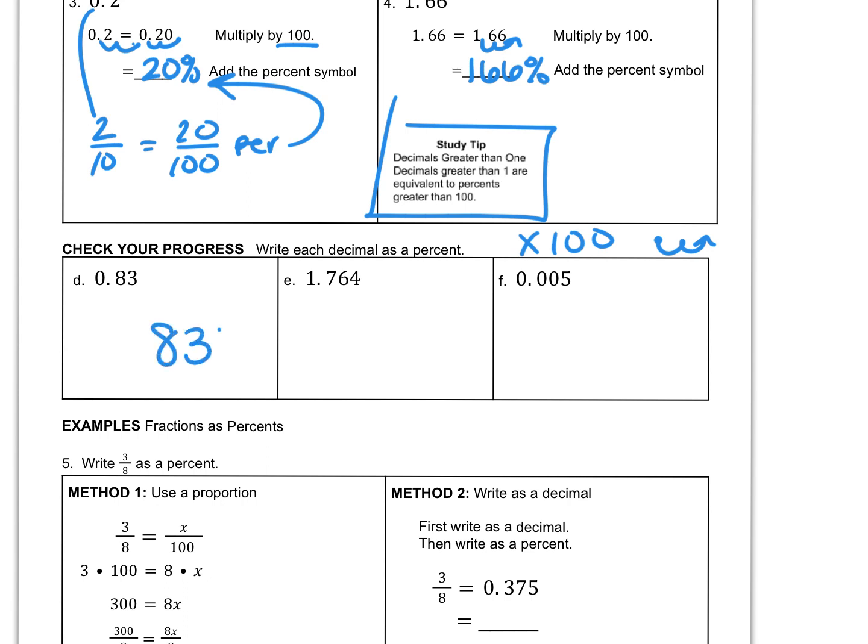83 hundredths becomes 83 per 100. 1 and 764 thousandths becomes 176 and 4 tenths of a percent. We just moved it 2 places. 5 thousandths becomes 1/2 of a percent because we move it 2 places.